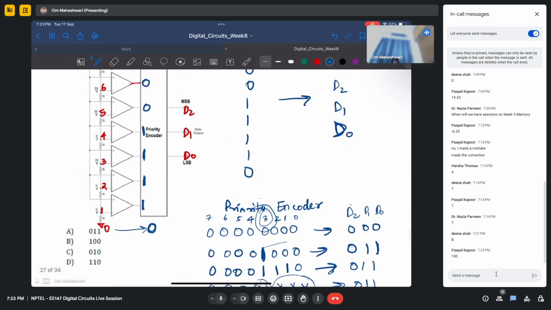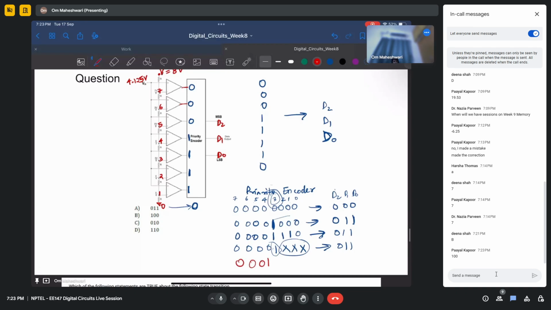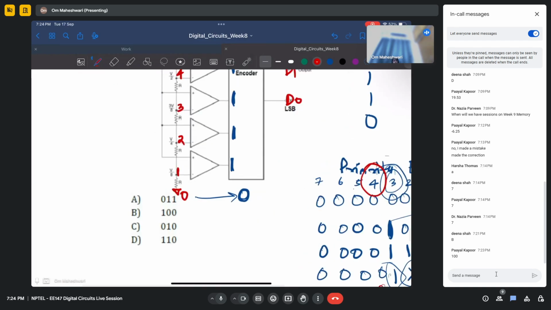In your case, we have 0, 0, 0, 1, 1, 1, 1, 0. So leftmost one is this one, which corresponds to 4. It does not matter whatever it is here. Your output will be corresponding to 4, which is 1, 0, 0. It's 4. So your output will be option B, 1, 0, 0.